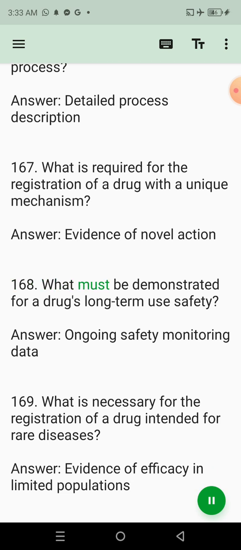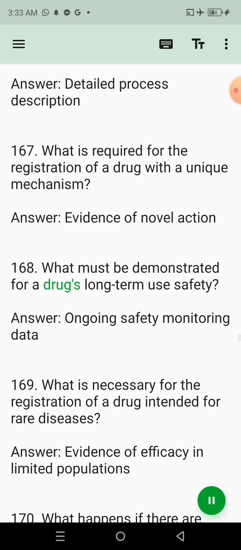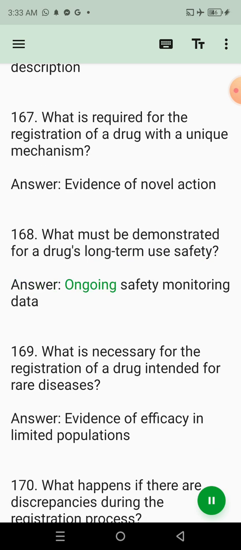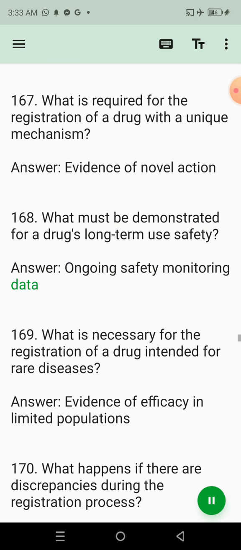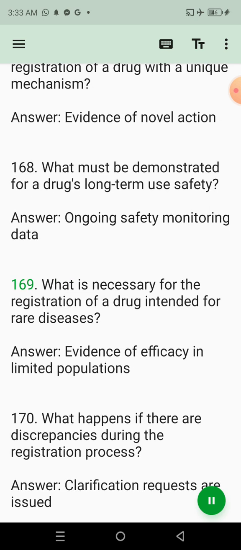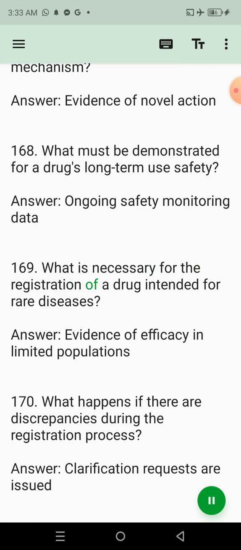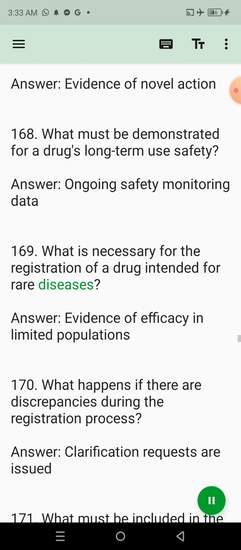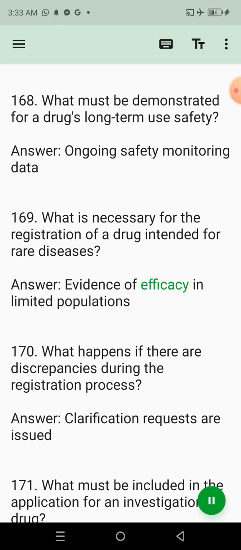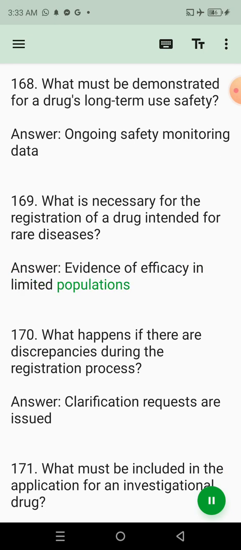168. What must be demonstrated for a drug's long-term use safety? Answer: ongoing safety monitoring data. 169. What is necessary for the registration of a drug intended for rare diseases? Answer: evidence of efficacy in limited populations.